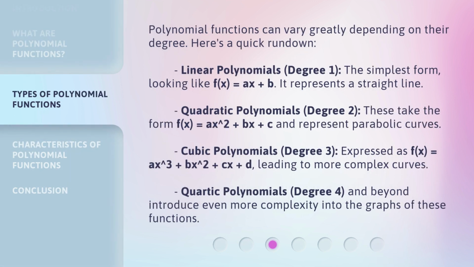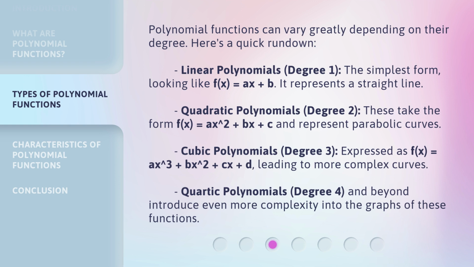Polynomial functions can vary greatly depending on their degree. Here's a quick rundown. Linear polynomials, degree 1. The simplest form, looking like f(x) equals ax plus b. It represents a straight line. Quadratic polynomials, degree 2. These take the form f(x) equals ax squared plus bx plus c and represent parabolic curves.